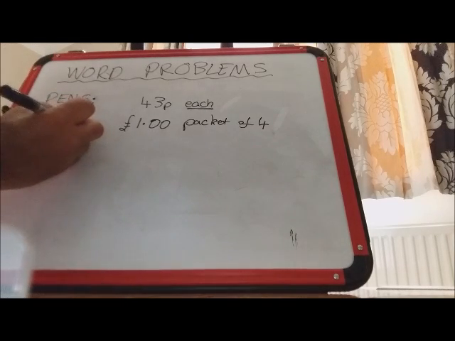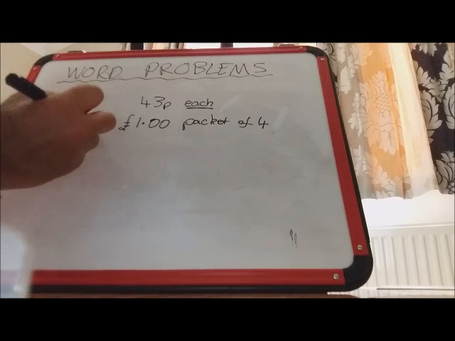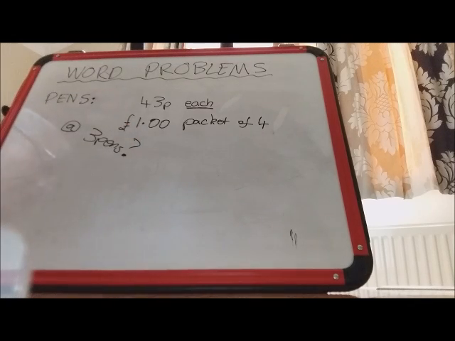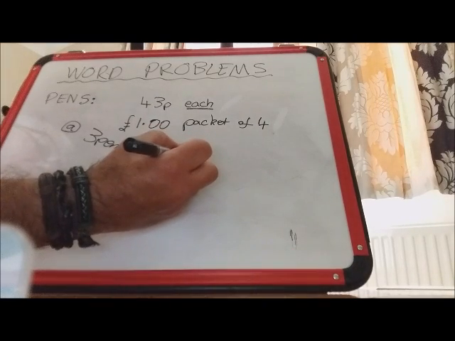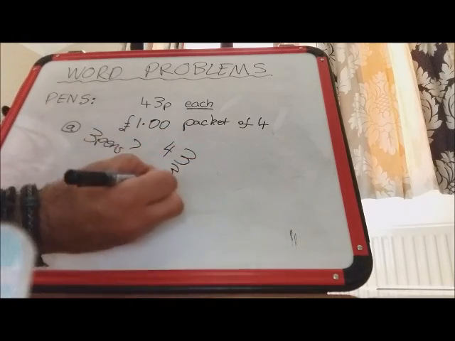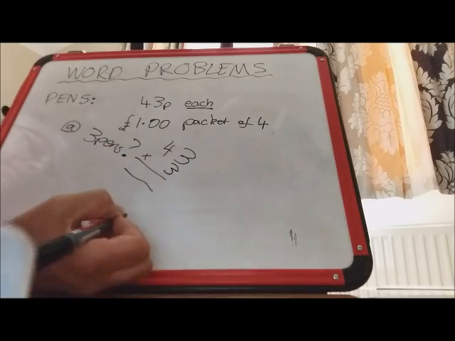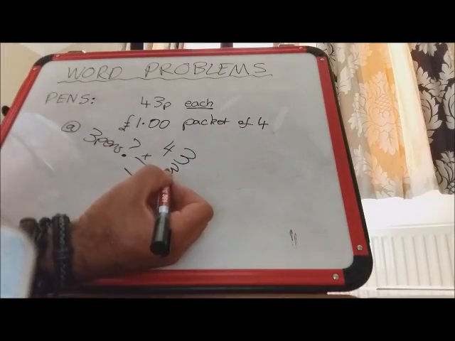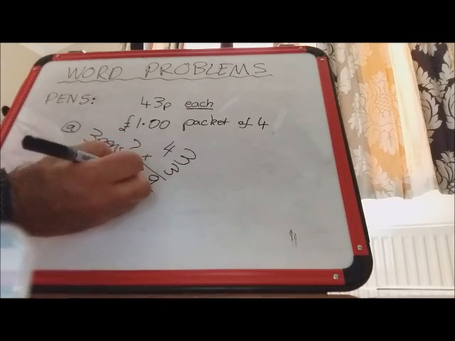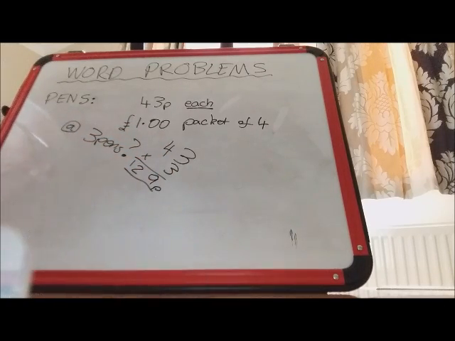The first part could simply be how much do 3 pens cost? This is at a year 3 level. So you write 43, and we are multiplying by 3 because there are 3 of them. 3 times 3 is 9, and 3 times 4 is 12. So that's 129 pence.